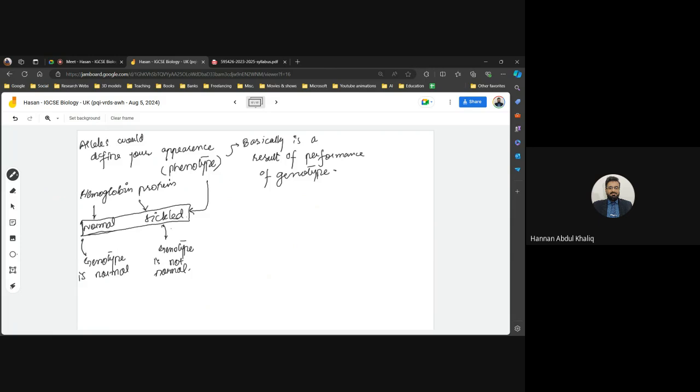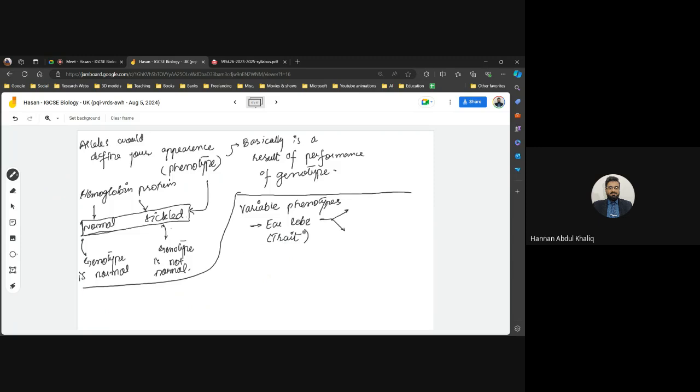Okay, so now let's look at different variable phenotypes. Let's say there is a phenotype of a character, earlobe. Earlobe is a trait or a character. Earlobe has two variations, two phenotypes basically.